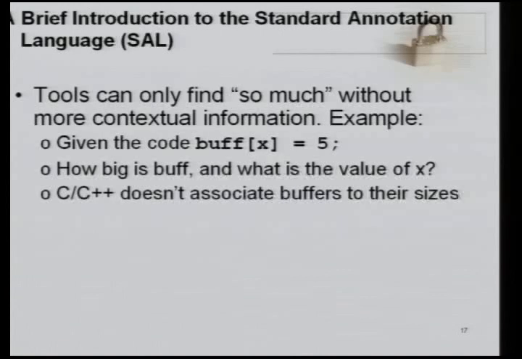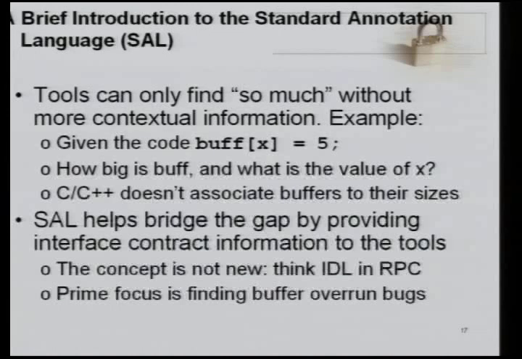And so the problem is that C and C++ code really doesn't have any way to easily identify that. SAL helps bridge the gap by allowing developers to annotate relationships between things, saying this element of this structure is really the size of the rest of the structure, or this second parameter is really the number of elements in the array that's passed in the first parameter. It's not a brand new concept. If you've used RPC before, you're very familiar with these kinds of concepts through IDL.